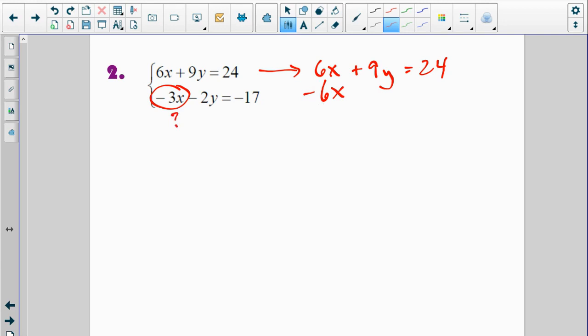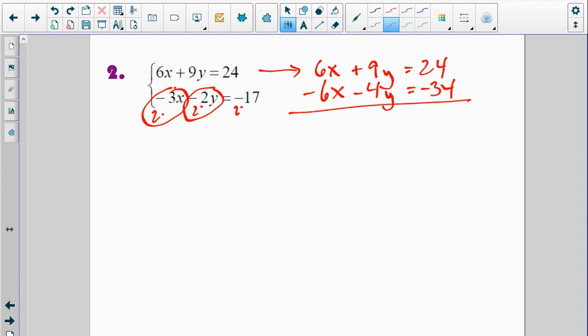So what do I have to multiply by to make that become a negative 6x? Well, it's already negative, but I need the 3x to become 6x. So I would need to double it. I want to multiply that by 2. And I have to remember to multiply everything times 2. Okay, so 2 times negative 3x is the negative 6x that I wanted. 2 times negative 2y is negative 4y. And then 2 times negative 37 is negative 34. Now I have the elimination ready.